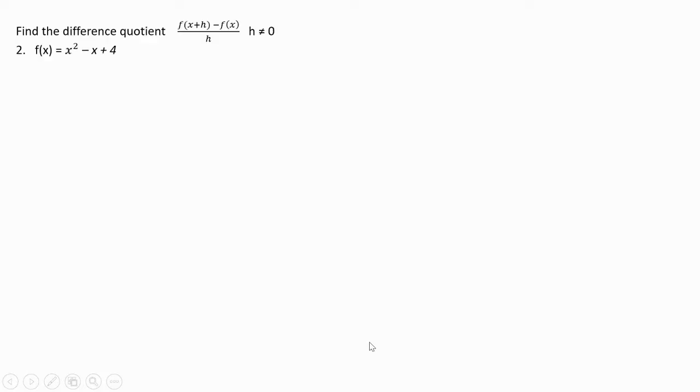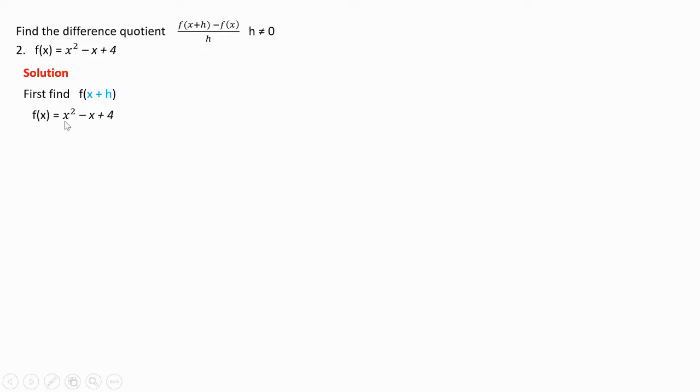Now, this is also crucial if you're going to be taking the next course, which is 1325, for students going into business or accounting. It's crucial because you have to know the difference quotients in the next course. The function they gave us is f of x equals x squared minus x plus 4. For the solution, at first I need to find f of x plus h.